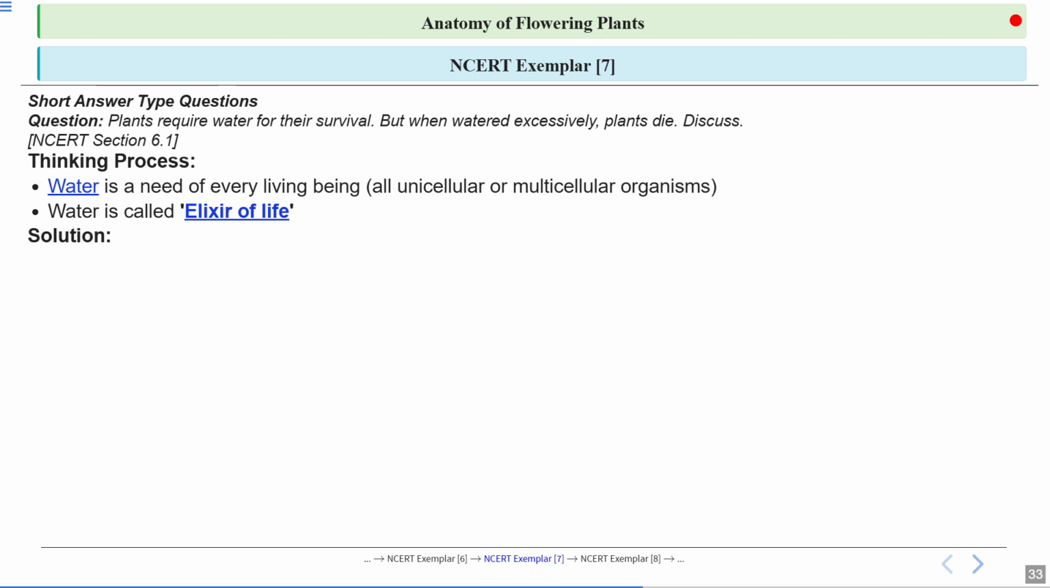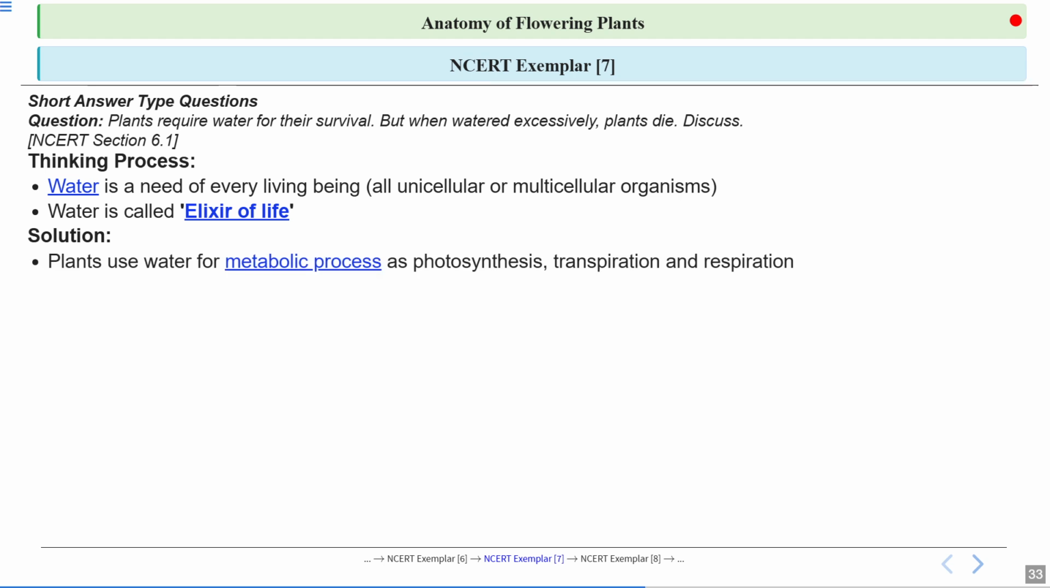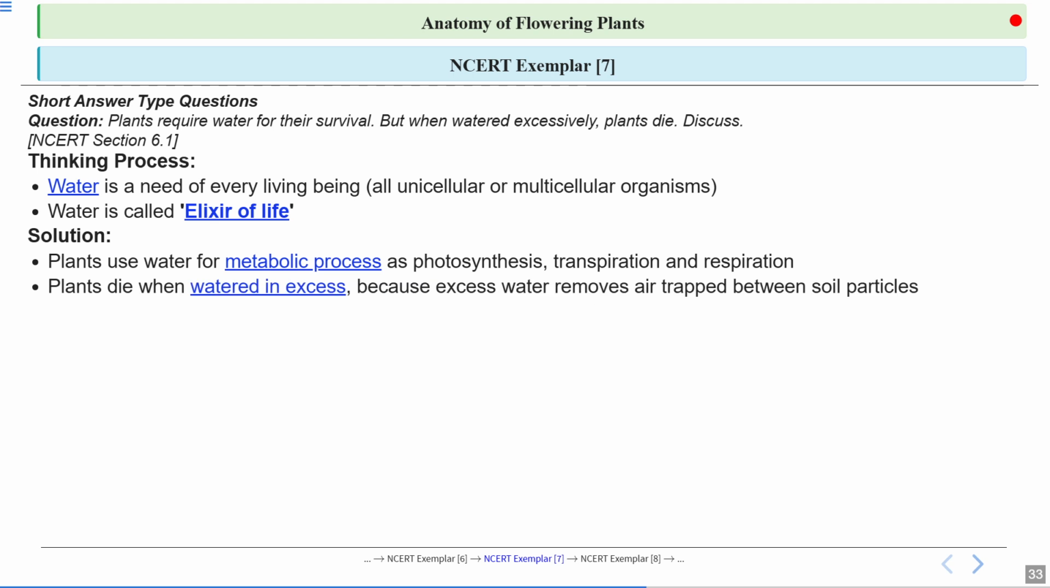Now think about the solution. Let us go to the solution part. Plants use water for metabolic processes such as photosynthesis, transpiration and respiration. Every mechanism requires water. In photosynthesis, water is a raw material. For transpiration also, and for respiration also you require water, and that is why some water comes out as waste in the form of respiration as well.